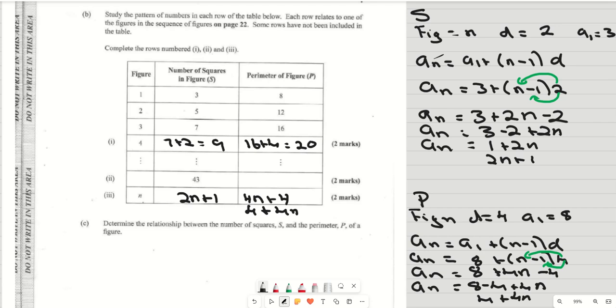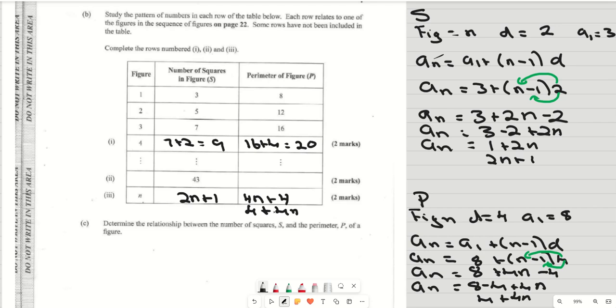That is the commutative law. It does not matter the order in which we add, you're supposed to get the same answer. So whether you have 4n first or 4 after, doesn't matter.